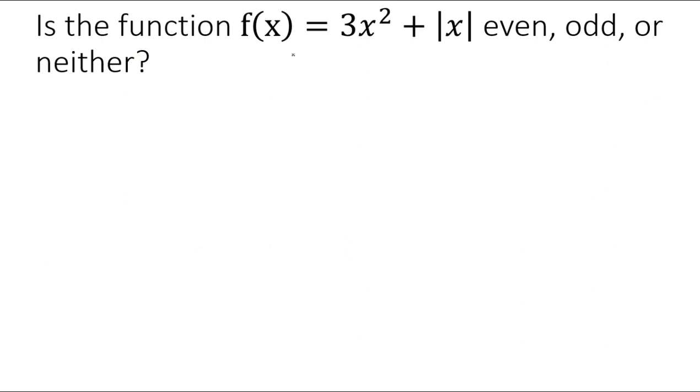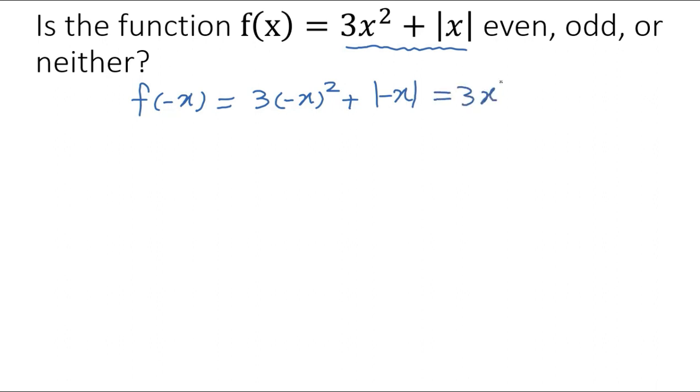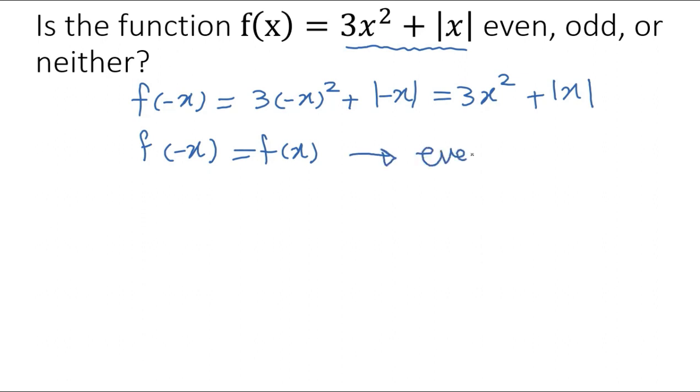Is the function f of x is equal to 3x squared plus absolute value of x even, odd, or neither? So again, f of negative x is equal to 3 negative x squared plus absolute value of x, and that's equal to 3x squared plus absolute value of x. So f of negative x is equal to f of x, so the function is even.